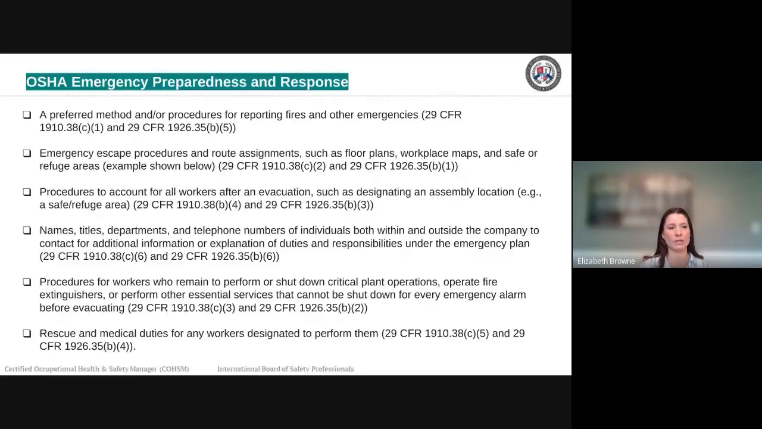There might be procedures for workers that remain to perform shutdown of critical plant operations, or we might assign workers to operate fire extinguishers or fire extinguishing systems, or perform other essential services. Those employees must be identified and trained properly. And then we might also have employees that have rescue and medical duties to perform in emergencies.